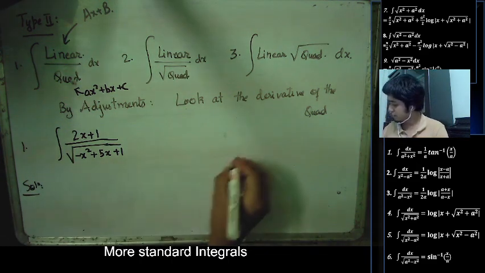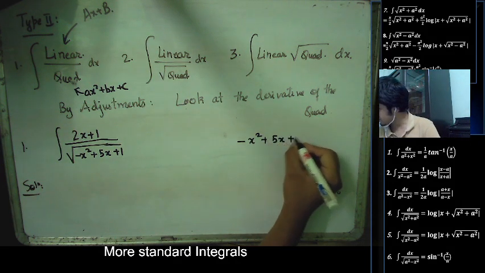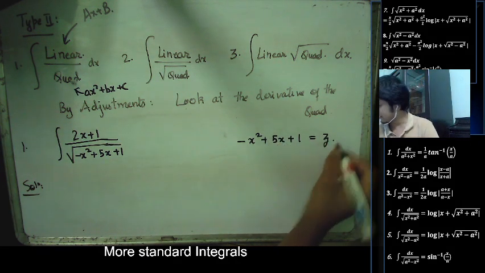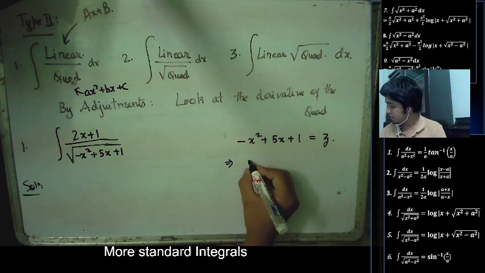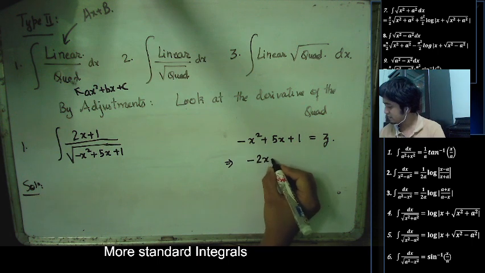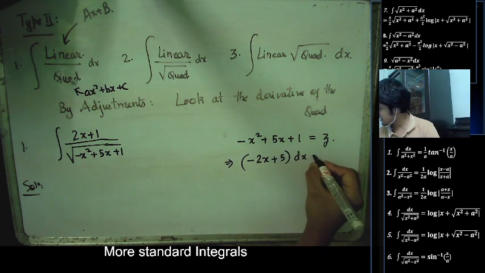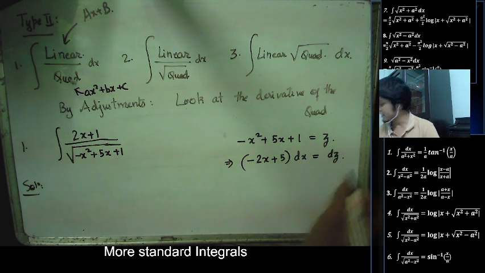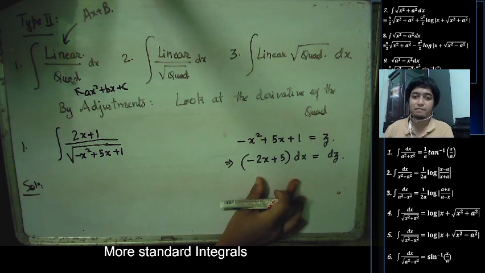I will substitute it from the very beginning: minus x squared plus 5x plus 1 equal z. Now differentiate it. If you differentiate, you will be getting minus 2x plus 5 dx equal dz. So this is what we will be having.